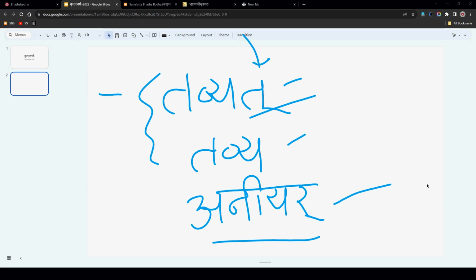Sir, what is the meaning of this Khaditavya and Khadaniya? Khadaniya is to be eaten. And Khaditavya? Same meaning. They are used in the same sense. Khaditavyam, phalam khaditavyam. The fruit should be eaten. Phalam khadaniyam, phalam khaditavyam. Fruit should be eaten.